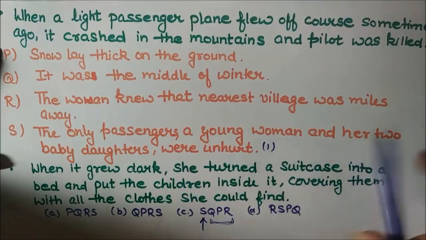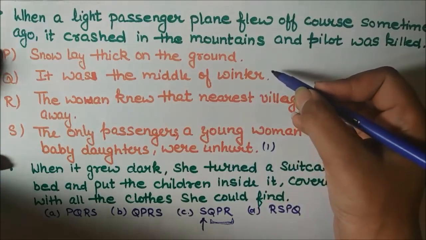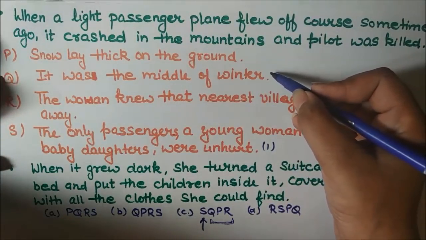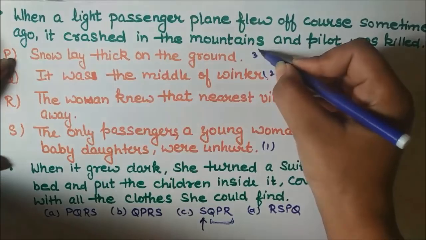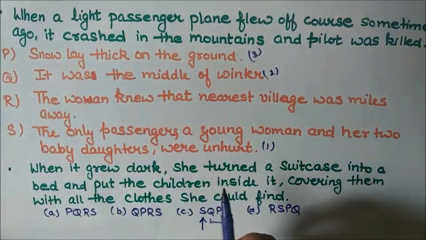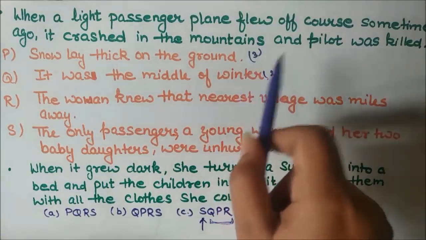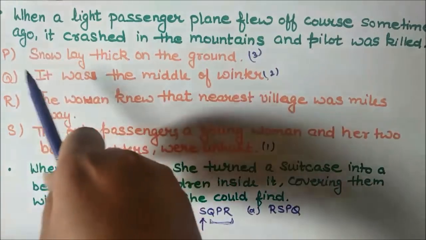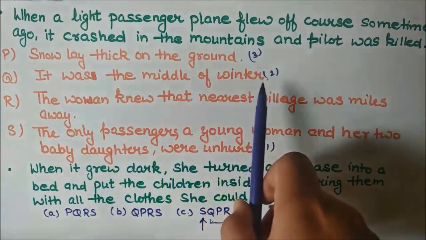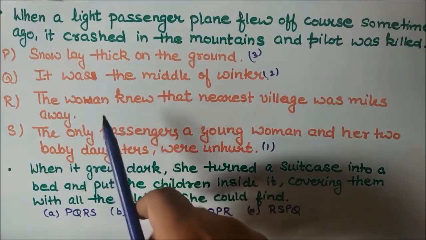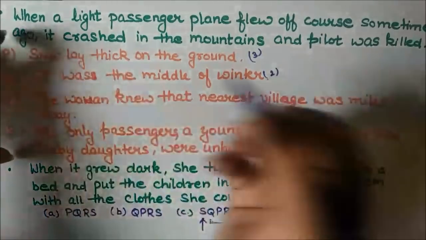After the only passengers, a young woman and her two baby daughters, were unhurt, I need to look at option Q: it was the middle of winter, and then snow lay thick on the ground. Yes, I think we are going right, because after being unhurt, it was the middle of winter, and because of this, snow was there. Snow lay thick on the ground because it was the middle of the winter season. And the fourth one, the woman knew that the nearest village was miles away.